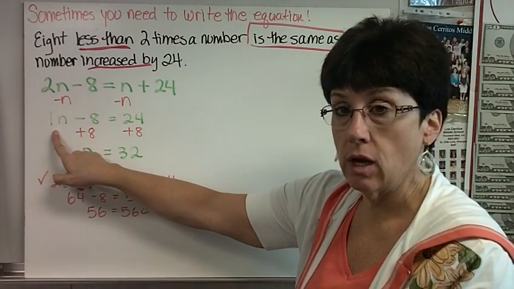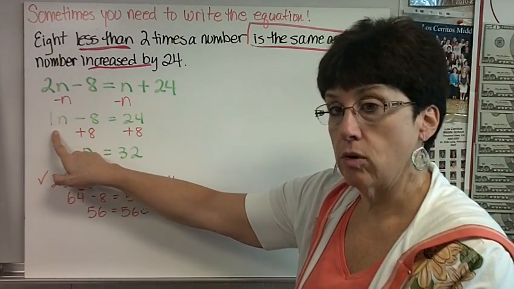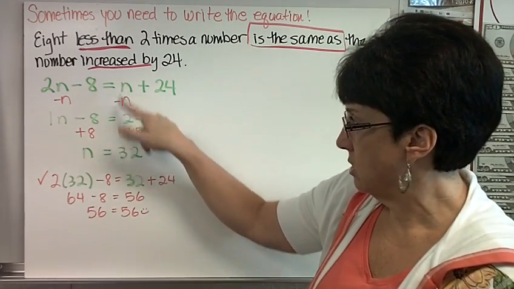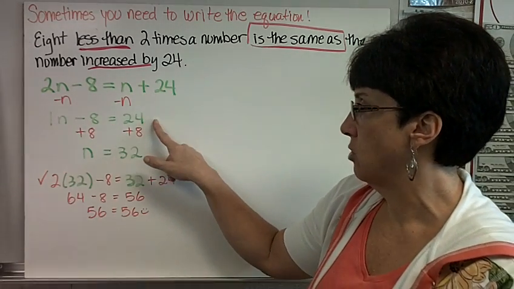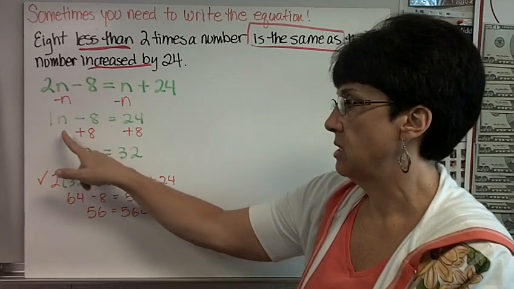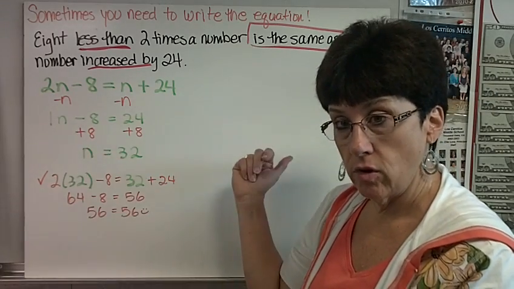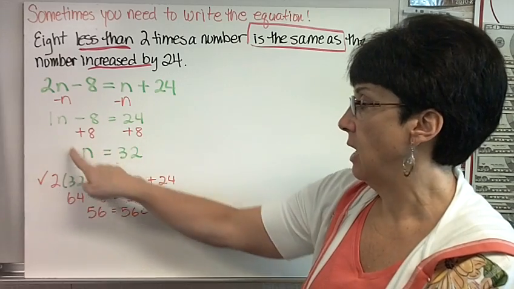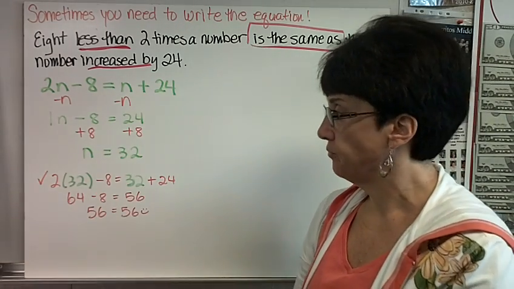Okay, you may or may not, but eventually you won't write it, okay? Bring down the minus n. These 0 out. Bring down your equal sign. Bring down your 24. Now, since I have the n's on this side, I need to move my numbers to the other side. So I'm going to add 8 to both sides, and I end up with n equals 32.